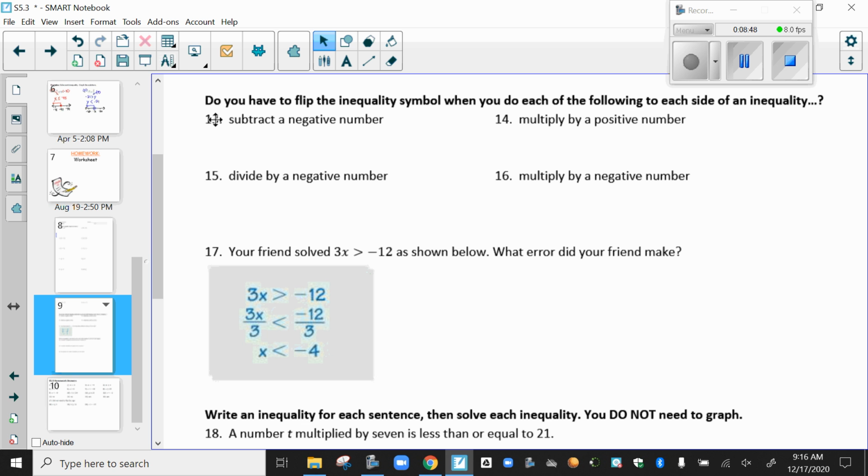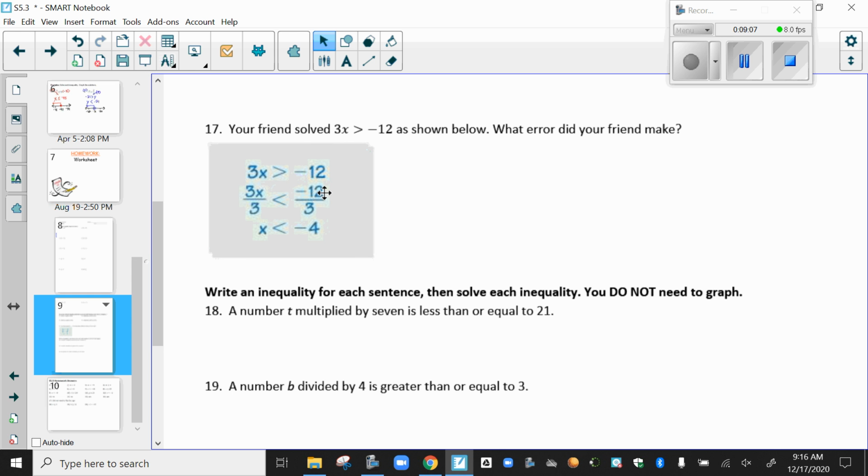Tell us for 13, 14, 15, and 16. I want you to read this and tell me if you're doing that, do you flip your sign? So your answers could be yes or no. Yes or no is fine. Totally fine. 17. Take a look at this work. Tell us what the error was. Should be on point with what we talked about today.